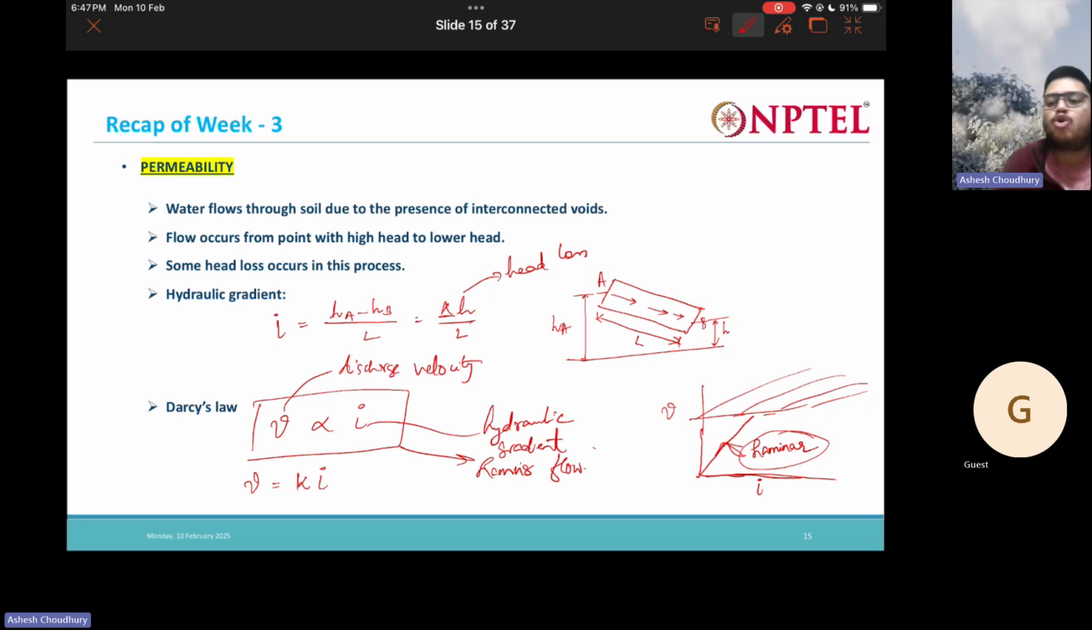K is the proportionality constant, which is known as the coefficient of permeability. K is the coefficient of permeability, and it depends on various factors. One of them is the soil type.